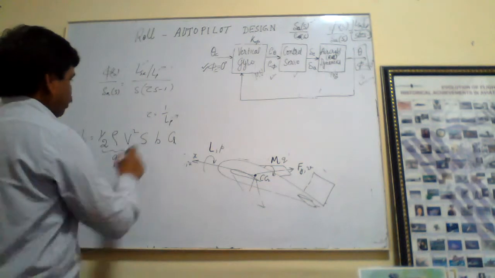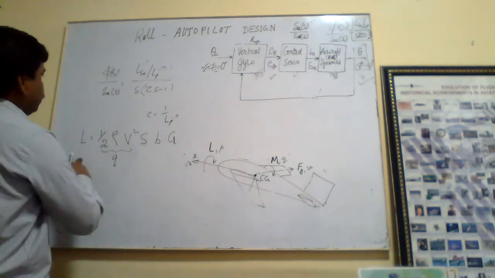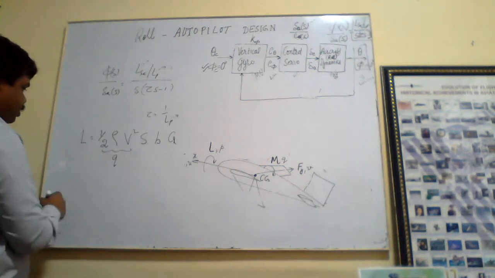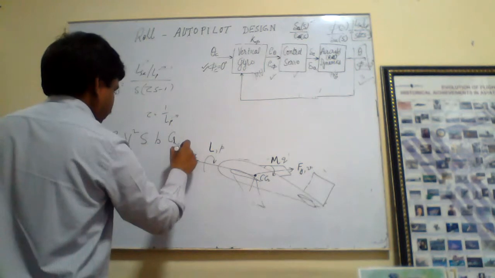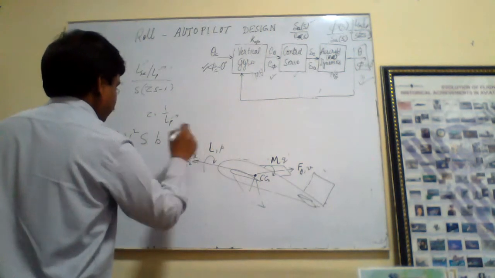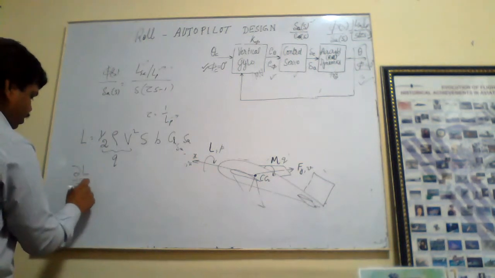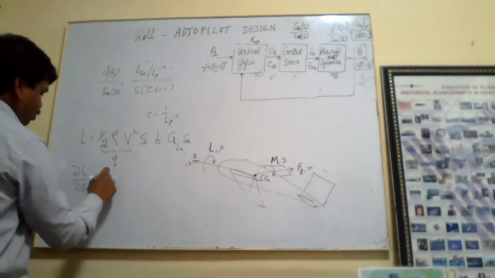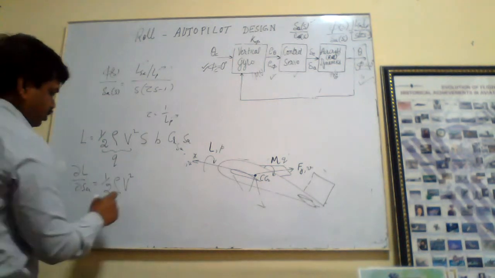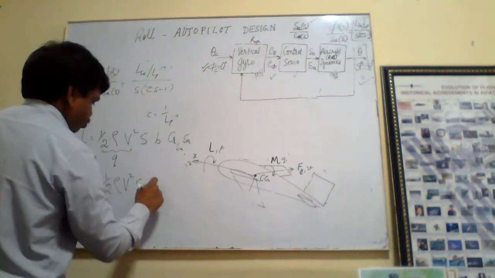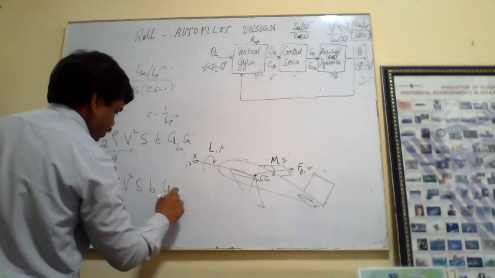This is a simple L, but this L I can write as L del A into del A. So my del L by del A is equal to again half rho V squared into S into B, and when I take the derivative of this, I will have only C L del A.